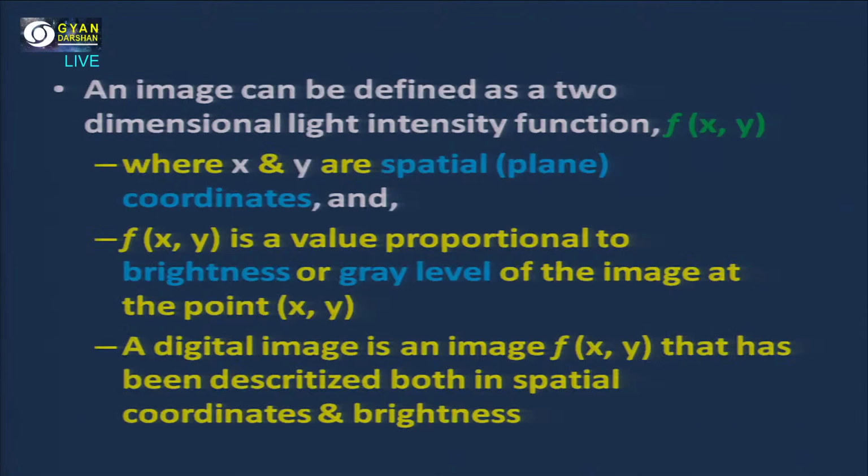Now, through this, we can define an image as a two-dimensional light intensity function f(x,y), where x and y are the spatial or plane coordinates, and the function f(x,y) is a value which is proportional to the brightness or the gray level of a particular feature or object in that image at that specific point or location, that is (x,y). So a digital image is an image f(x,y) that has been discretized both in terms of spatial coordinates and brightness.